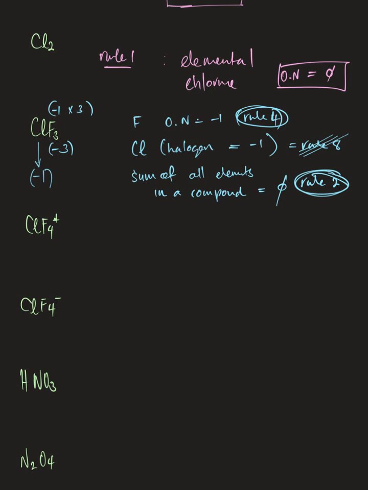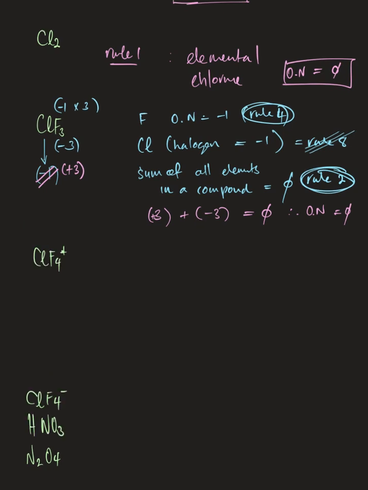So for the chlorine, now we can't say that the chlorine is negative 1. We have to make sure that this thing equals 0. So the chlorine in this instance, instead of being negative 1, is actually going to be positive 3. So now I have a situation where positive 3 plus negative 3 is going to equal 0, and therefore the oxidation number is equal to 0 for that compound. And let's have a look at the next thing.